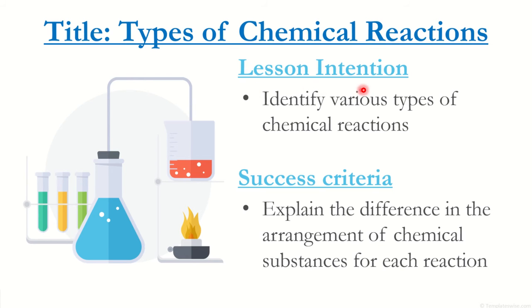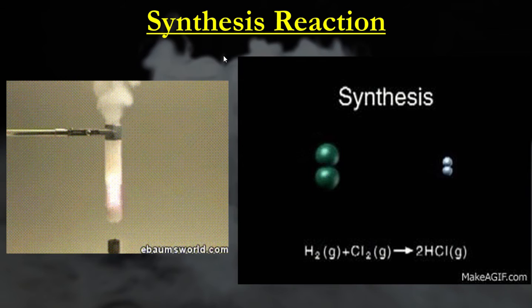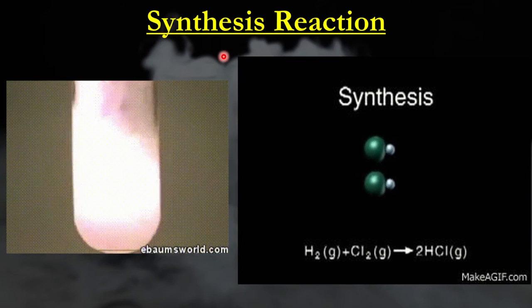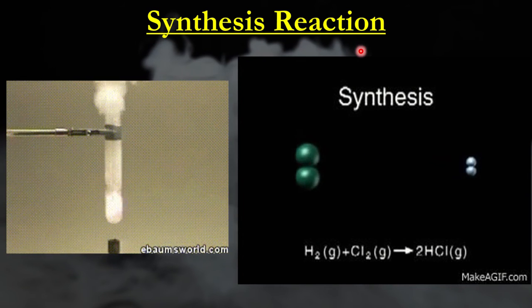So the lesson intention we have today is to identify the various different types of chemical reactions, and we want to explain their differences based on the way each substance is arranged when the reaction occurs. So the first one we're going to look at is called synthesis reaction.